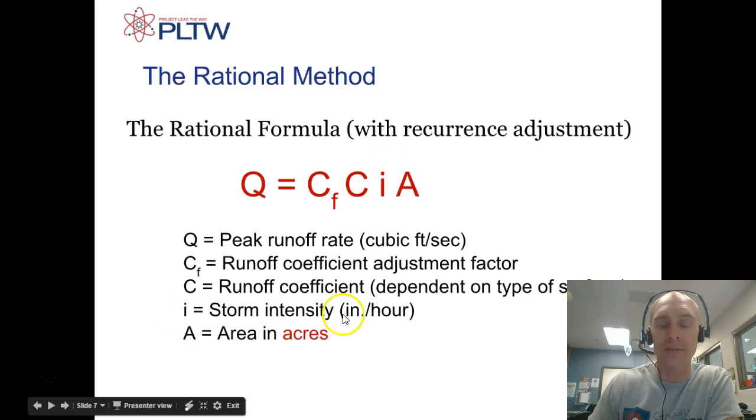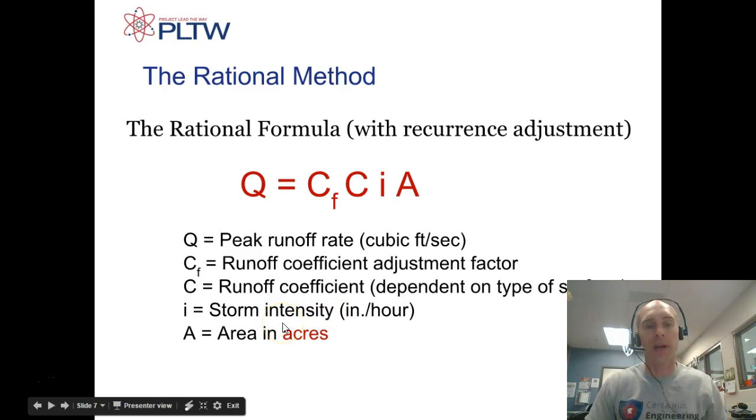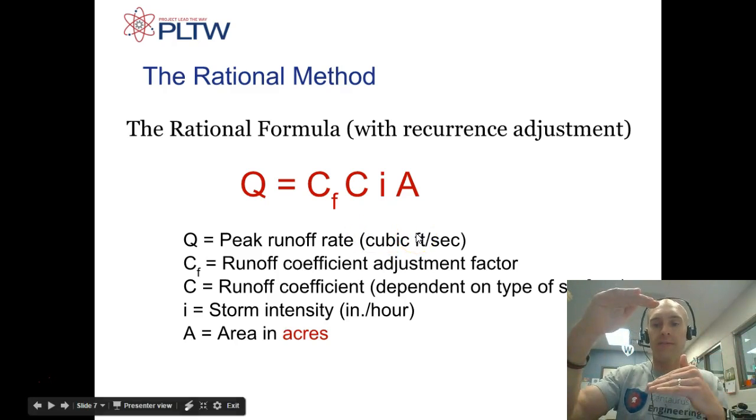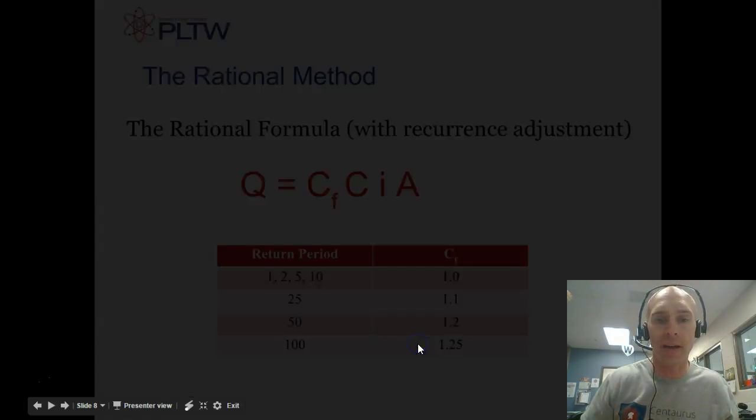And A, you're going to have to calculate, that's the area in acres. And again, that's in acres. So write that down and underline it, or if you're typing this in, most of you are probably typing it, make sure you put it in red, because most times you're going to get how many feet by how many feet, something like that. You have to convert that into acres.